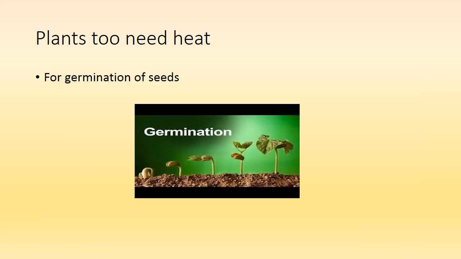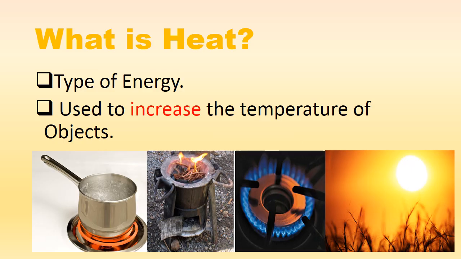So children, we know that plants too need heat for their growth. For the germination of the seeds, plants need this warmness. That means they need a certain amount of heat for their growth. The warmness and the amount of moisture are very important for them, so that they can be a healthy plant. Now we'll learn what is meant by heat.